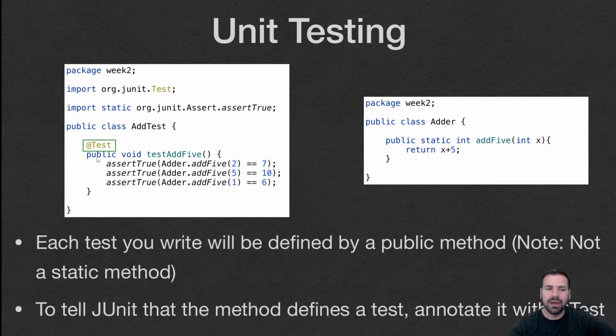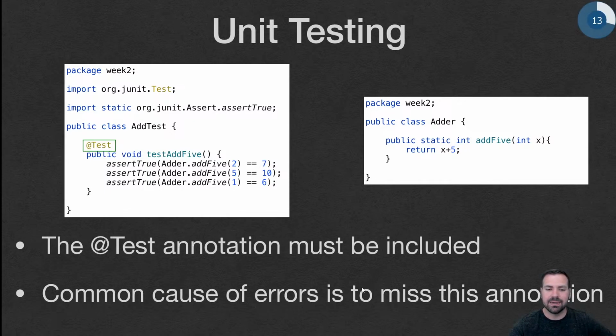Very important. And the reason why we do this is because we will start writing helper methods in our test classes that are not themselves tests. So we use the annotation to distinguish which methods are helper methods and which methods are actual tests to be run by the JUnit library. So it's very important to annotate your tests with @Test. It's a common cause of errors. Don't be that person.